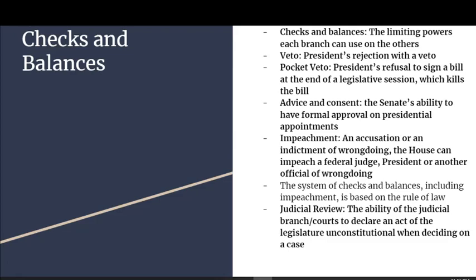And now we also have the system of checks and balances, which includes impeachment based on the rule of law. You have judicial review, the ability of the judicial branch or courts to declare an act of the legislature unconstitutional when deciding on a case. So this means that the Supreme Court can vote, and they need a majority, just saying, oh, this law is not constitutional, and it will be ruled unconstitutional and no longer be in effect.